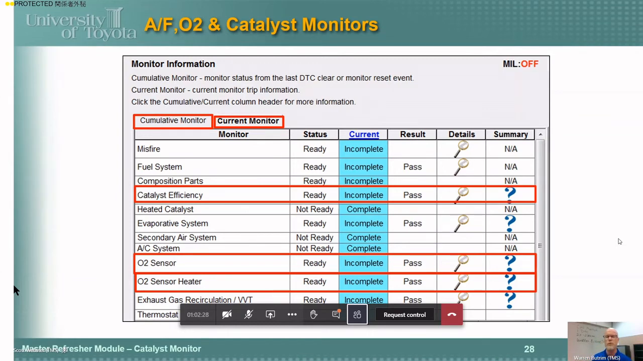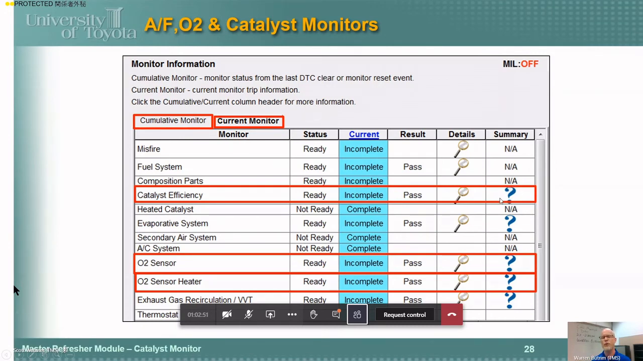So looking across the screen, you guys can see where it shows for the cat monitor. It's ready. It's incomplete, meaning it hasn't run right now. It says pass. Pass is the default. Unless it actually fails, it's going to give you pass. And you can see where it hasn't run. Again, there you go, Scott. You got the big question mark all the way to the right.